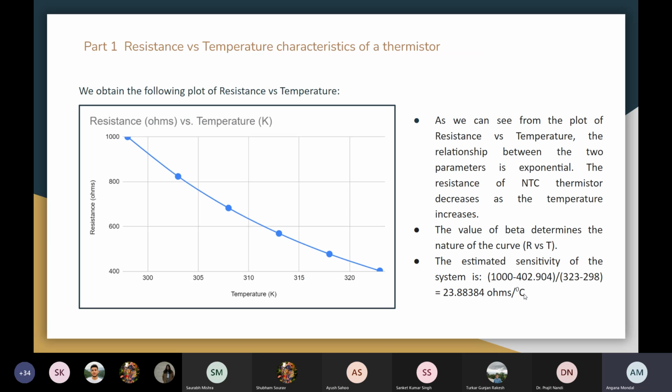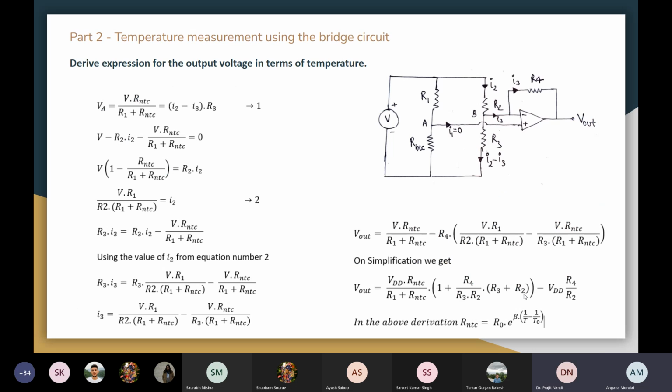So now plotting the resistance value when temperature changes, this is the plot that we obtained, and as we can see, there is an exponential relation between the resistance of the thermistor and temperature, and the curvature will depend on the value of beta, which for our experiment we have taken as 3500. Now moving on to part 2, this is where we derived the expression for output voltage in terms of temperature.